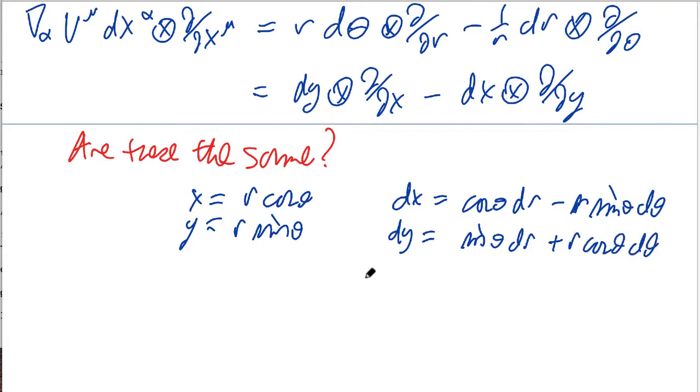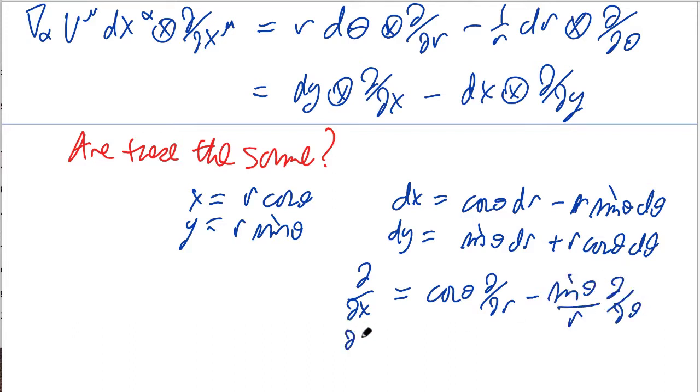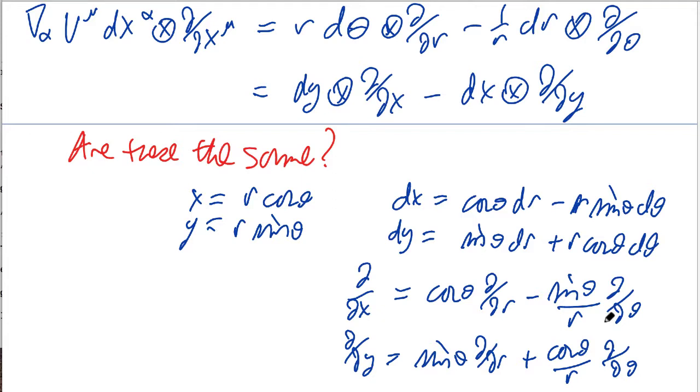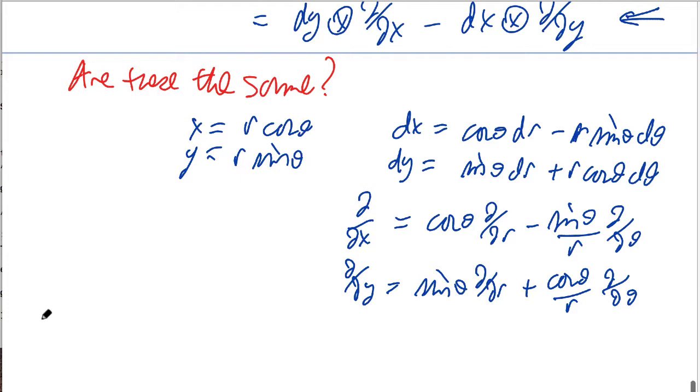And we also have the results that we've used a number of times. d by dx is cosine theta d by dr minus sine theta over r d by d theta. And d by dy is sine theta d by dr plus cosine theta over r d by d theta. All right, so if we put these results in, let's put them into this expression for our operator in Cartesian coordinates.